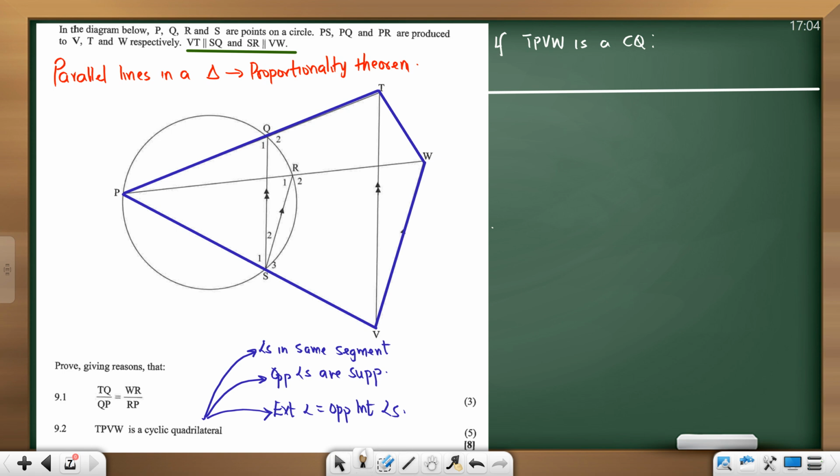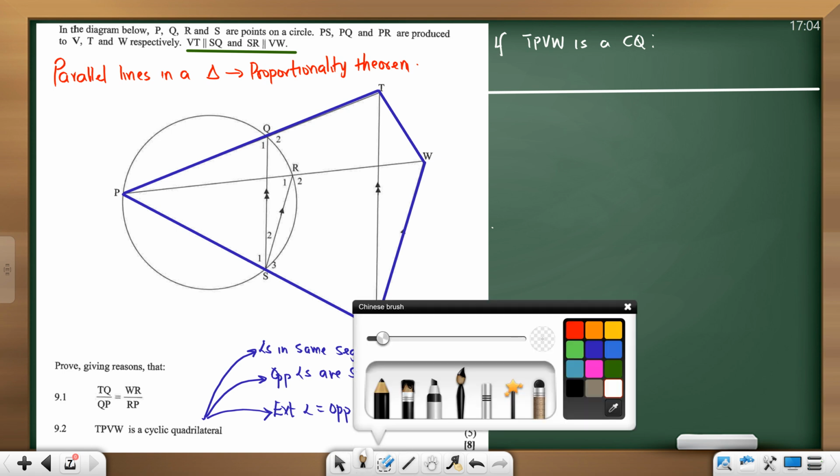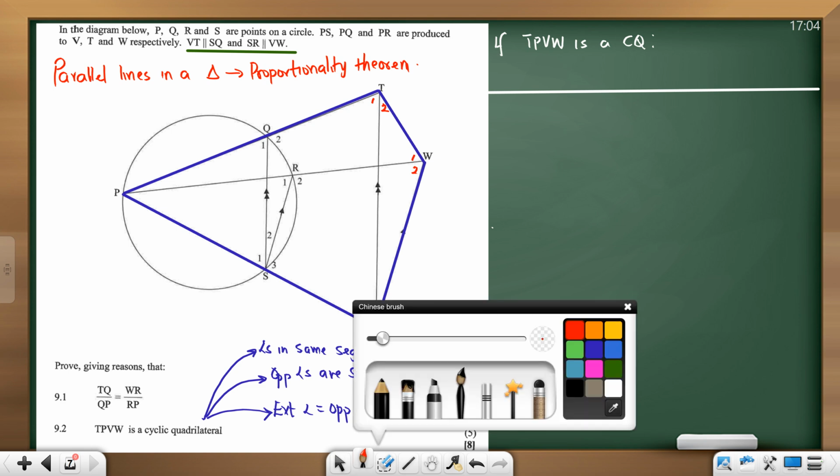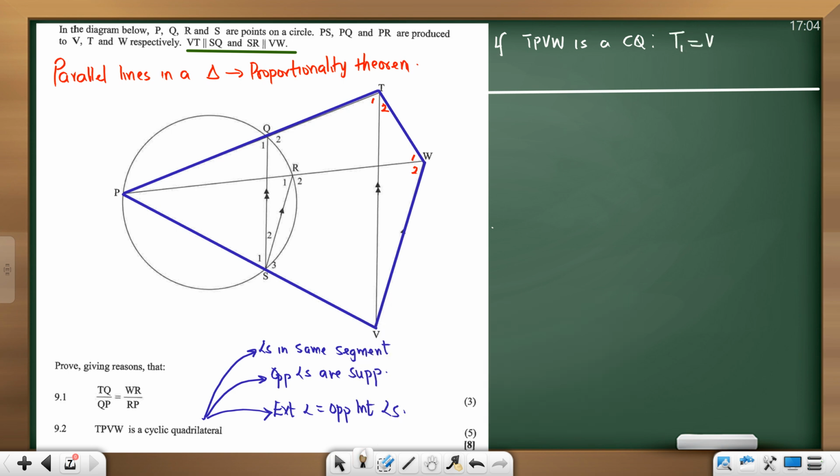Angle T, which T? Let's label it. T1, T2, W1, W2. Which one are you referring to? T1 and W2. Okay. T1 should be equal to W2. What would be your reason for that? Angles in the same segment. All right. Angles in same segment. That is 1.